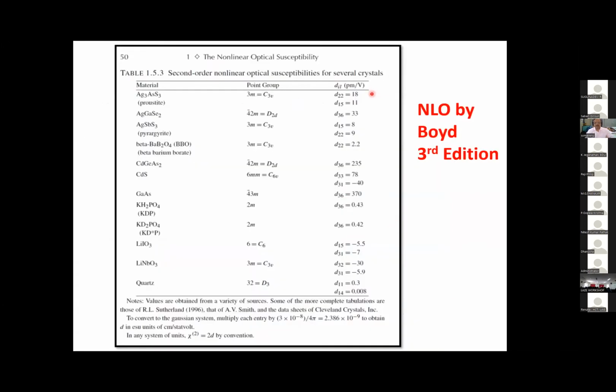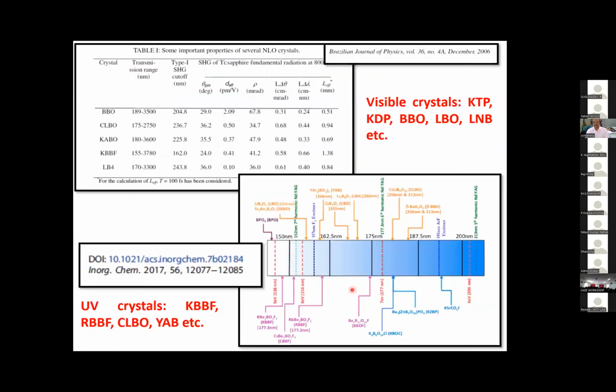Some of the nonlinear crystals and their coefficients, as I said, you always talk of d effective, always expressed in picometer per volt. These are for normal crystals: silver gallium selenide, silver gallium sulfide, beta barium borate, which is very common, cadmium germanium arsenide. You see, for some of them the d coefficient is very strong, 235. So if you can use these crystals, then your conversion efficiency will be much, much higher. These are normal lithium niobate, lithium iodate, and quartz. Quartz, you see, the d coefficient is much, much smaller.